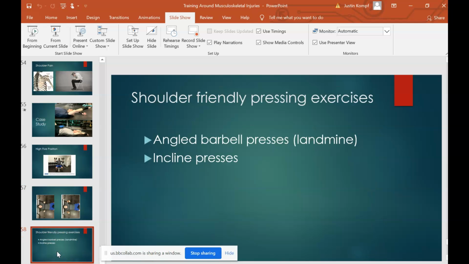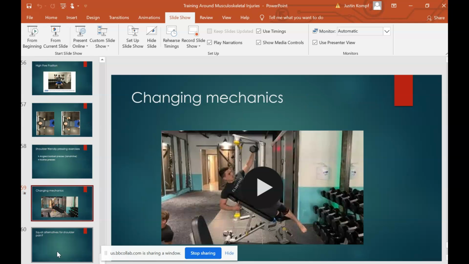So some shoulder-friendly pressing exercises. If somebody has issues going overhead, we do things like angled barbell presses, so like a landmine press. I actually put that video up last class. Incline presses too. Those would be good examples of presses that they can do. You can also change the mechanics.